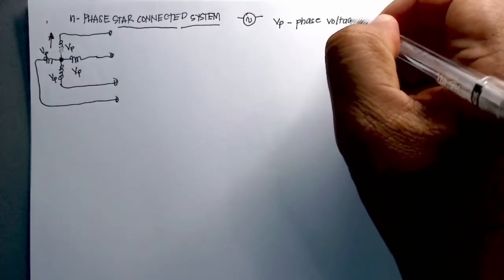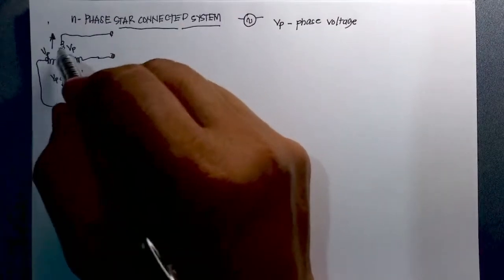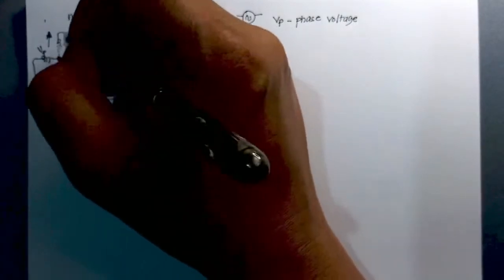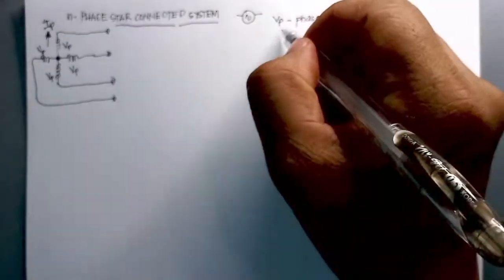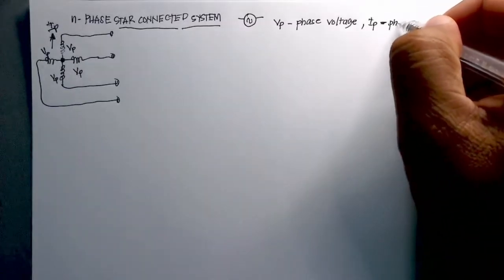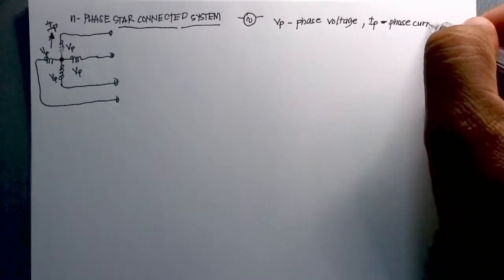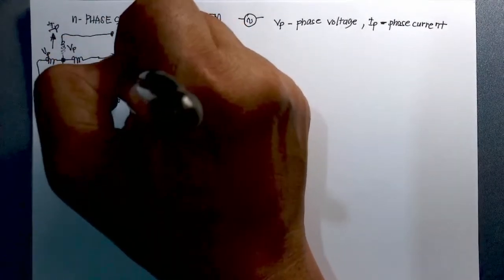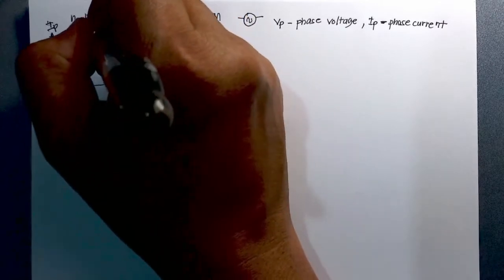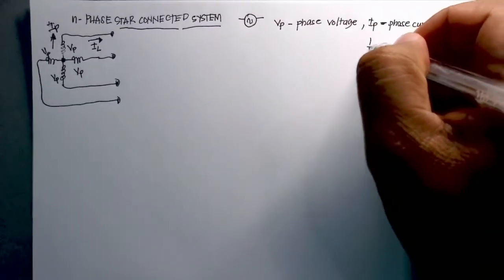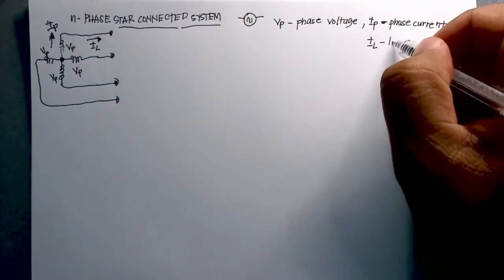So V sub P for our notation is for phase voltage. Okay, so here you can see 4 phase voltages, and the current is going from this point and passing through V sub P, and we call this I sub P. So the current that passes through your phase voltage is the phase current. So we have here phase current. Okay, and when this current is in these terminals, so you have here 4 terminals, and it comes to this point, that will be I sub L. So I sub L is for our line current.